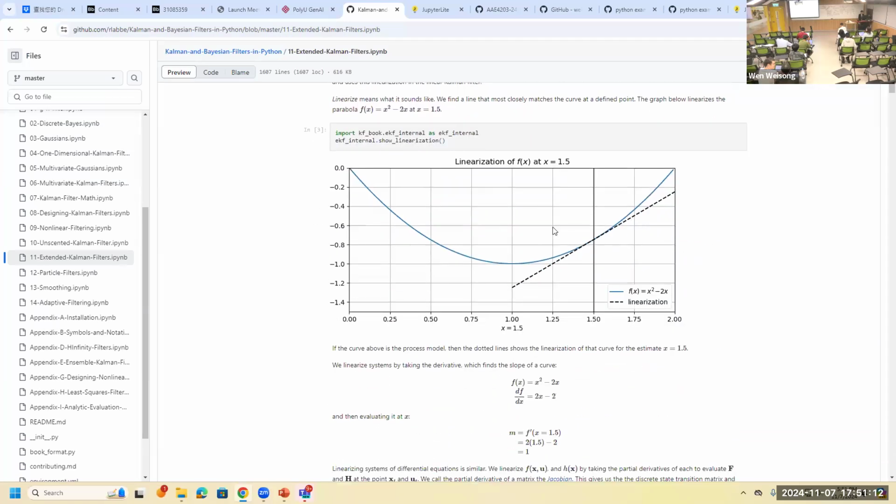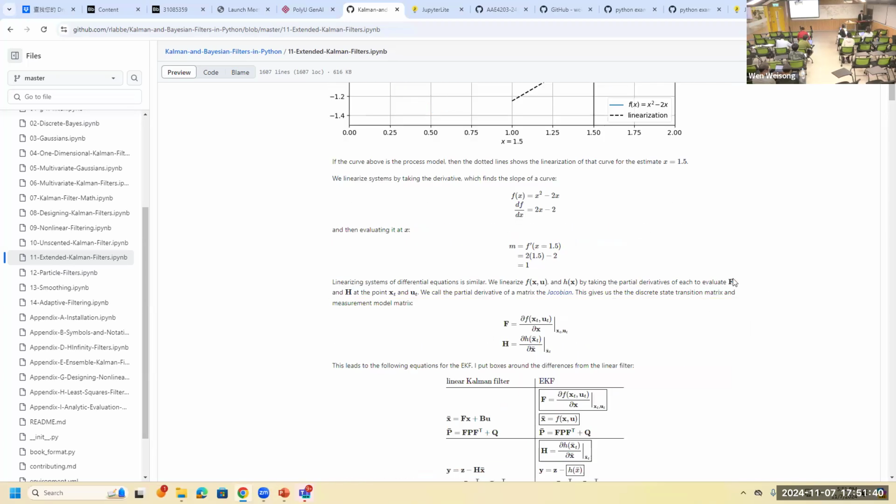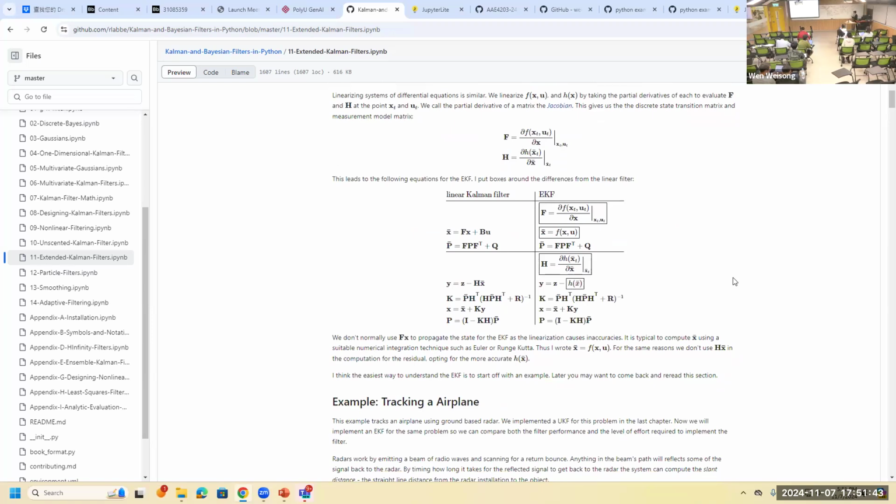For example, we talk about the linearization process. If this is a quadratic function, it is nonlinear, right? So it will do the linearization at this point. After the linearization, this model becomes a linear system, so you can use the Kalman filter to solve problems. Through linearization by calculating the partial differential, they then provide the extended Kalman filtering.